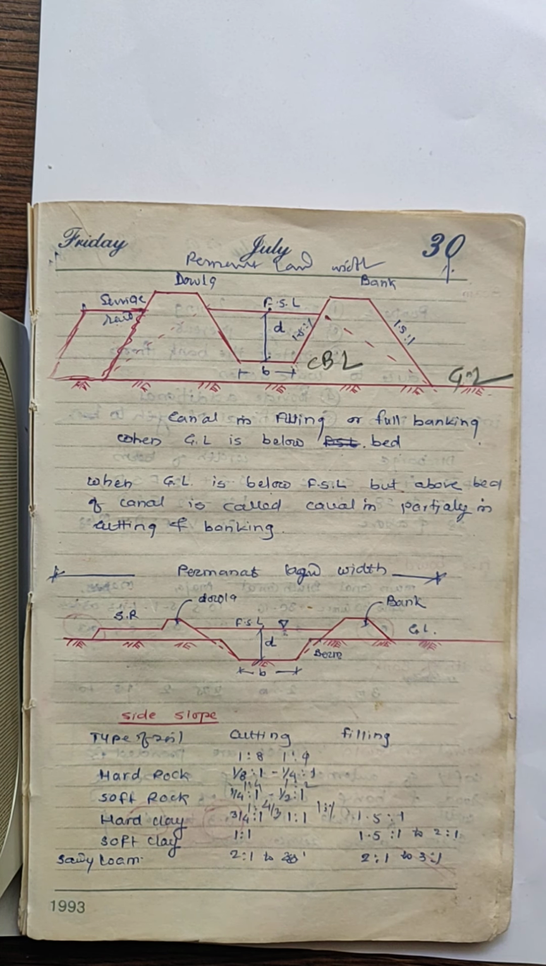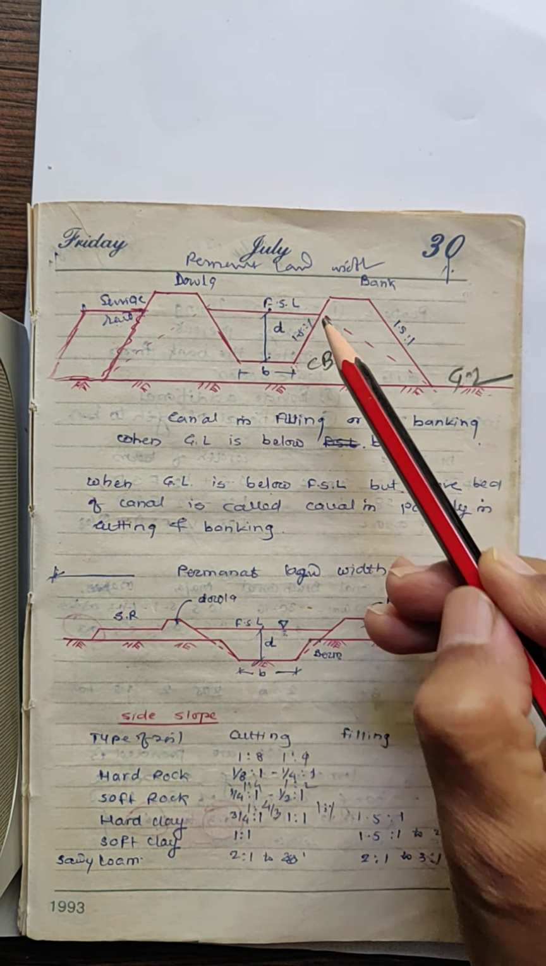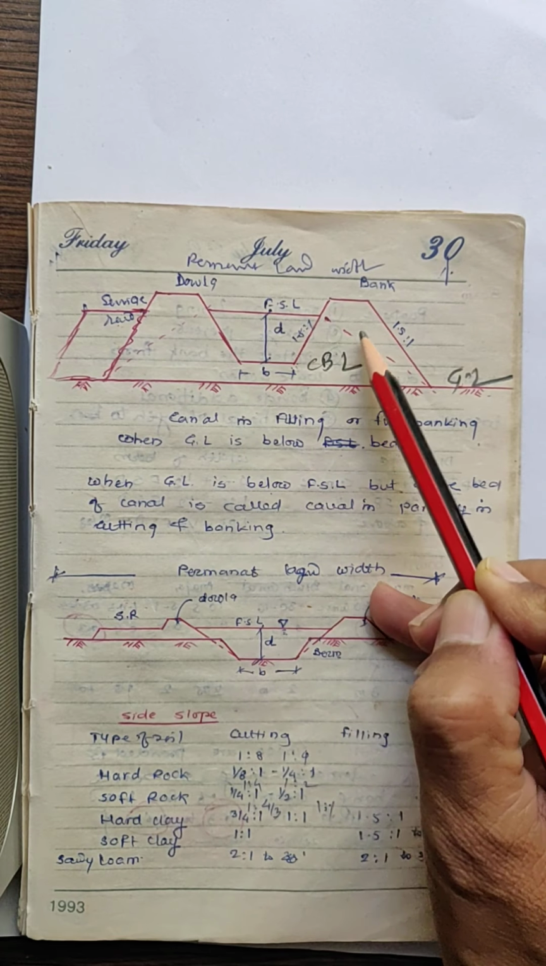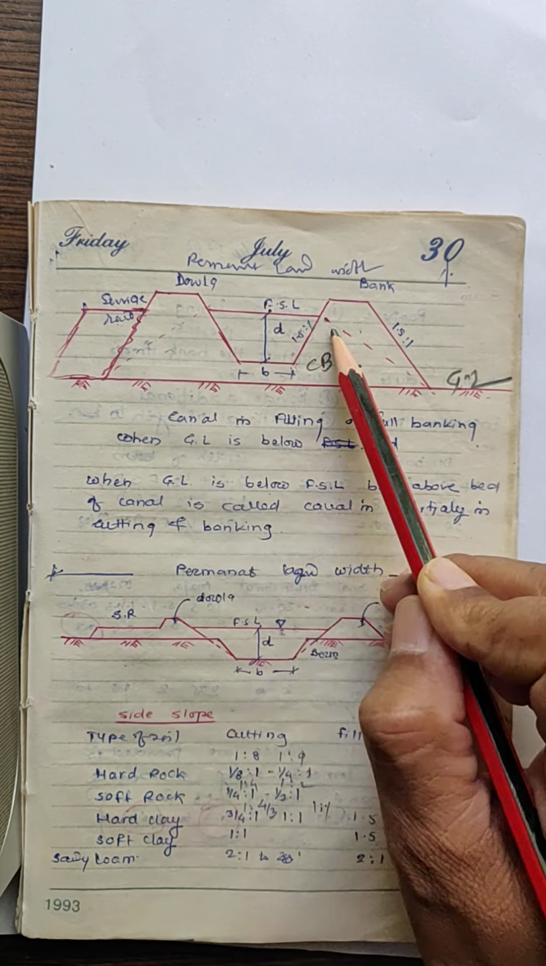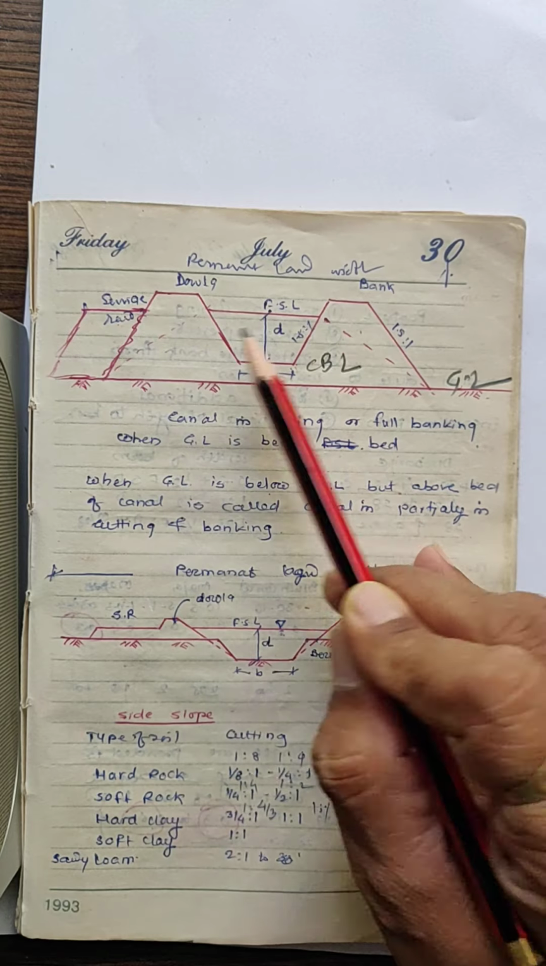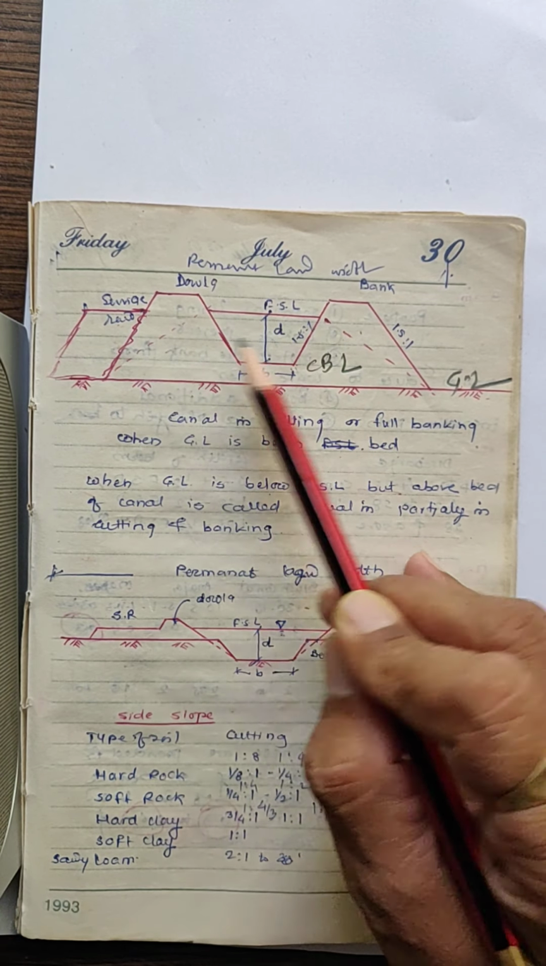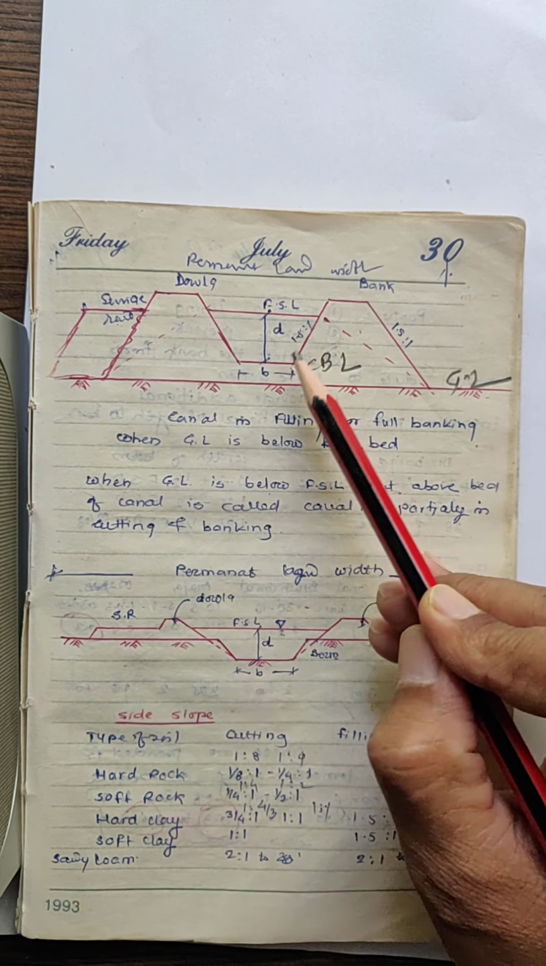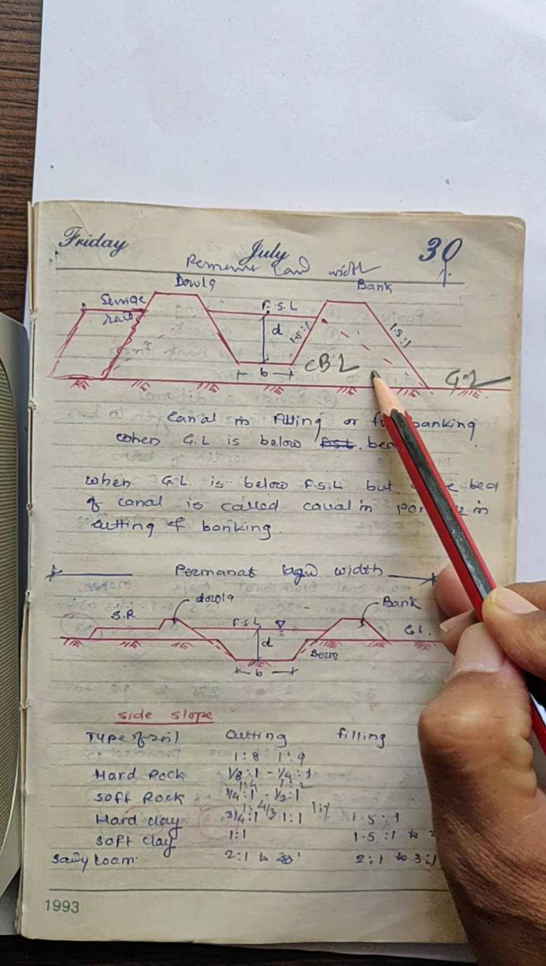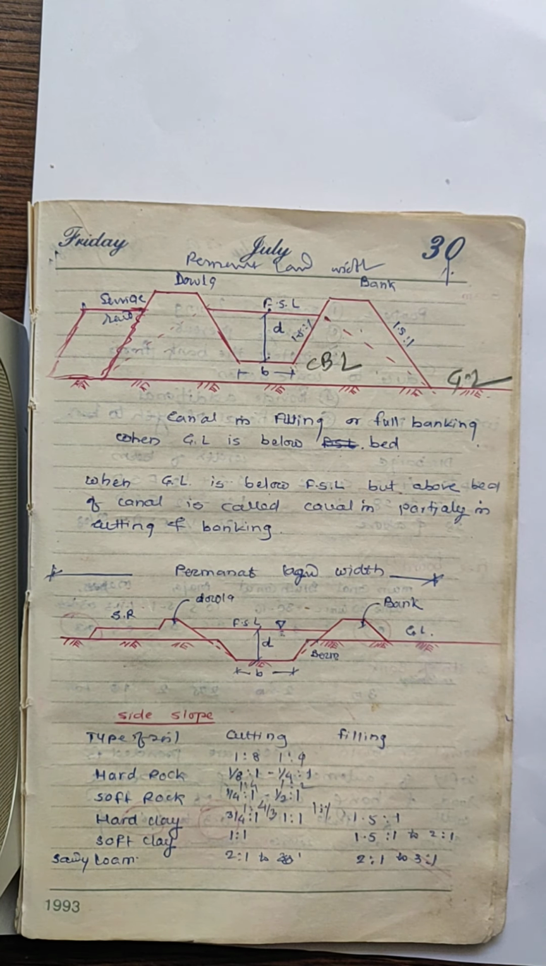This is the most risky one because the seepage line will be like this. This total will be the banking. These are artificially constructed banks, and this is FSL. This will be the saturated zone. When the canal is in banking, there are maximum chances of failure because of seepage. So as far as possible, we will avoid construction of canal in full banking.